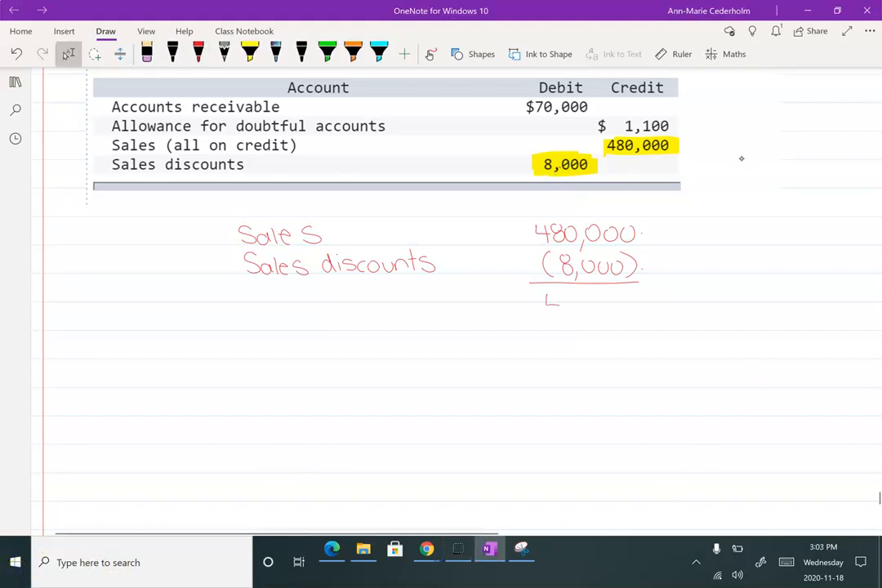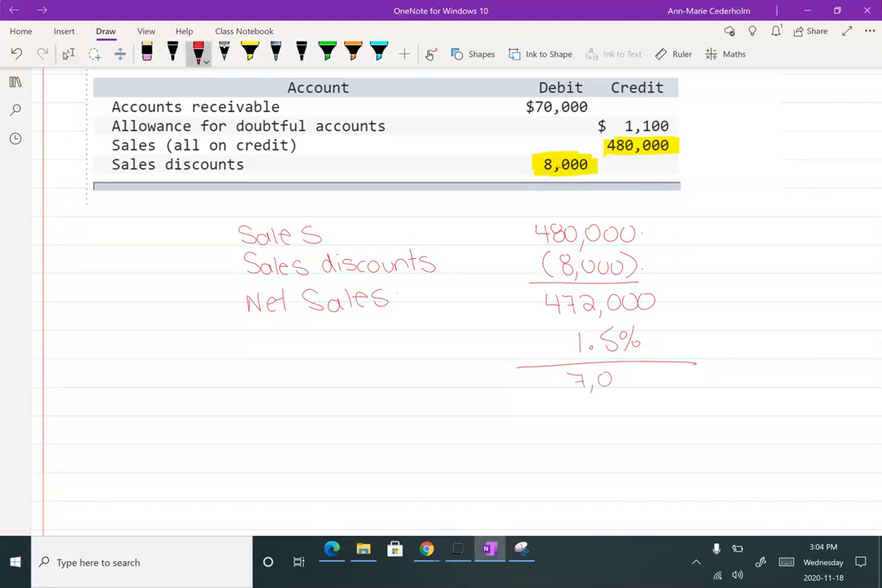So that comes out to $472,000 for net sales. And then we're just going to write off 1.5% of that. So if I take 1.5%, this will give me $7,080. So in this case, what we've done is we've calculated the bad debt expense.